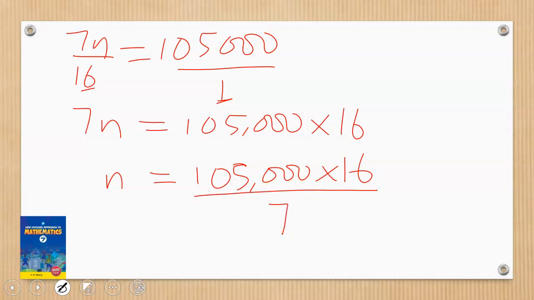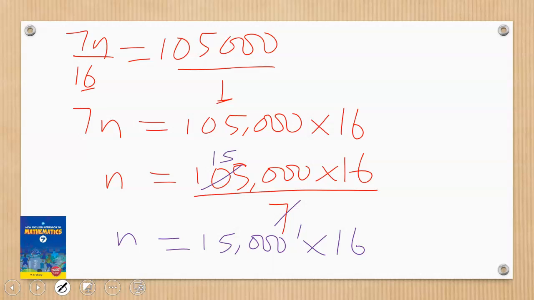So now what is left is for us to do our division little by little. Okay, so the question is, can 7 divide 105? Yes, and that is possible. And that will give us, so 7 can divide 105 as 15. So what it means, I'm going to have n is equal to 15, then 1000, then times 16.